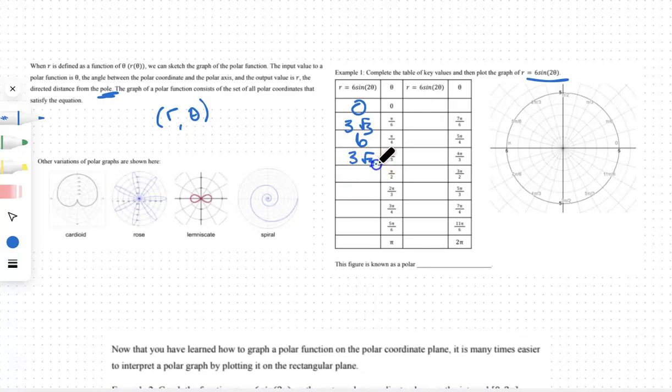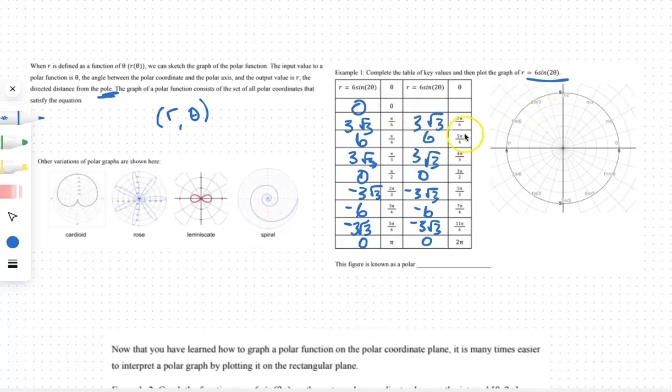Plugging in pi over 2 gets me to sine of pi, which is 0. And I can keep going around the unit circle. I'm going to go ahead and input the values while I pause the video. All right, I went ahead and completed my table of values just by substituting in each theta into the equation, and you'll see a lot of symmetry. You'll see a lot of 6s, a lot of 0s, and a lot of 3 square root of 3, and then the negations of such.